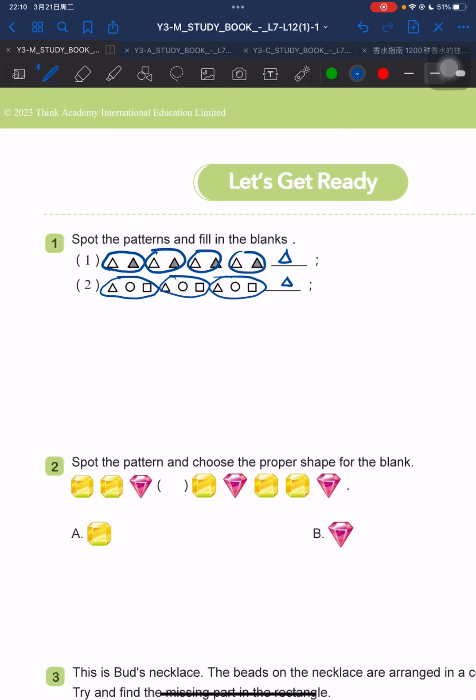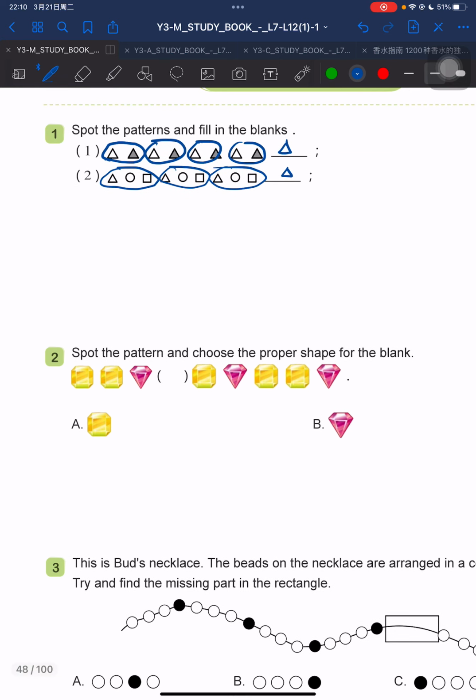That is for question 1. We have spotted some patterns in shapes. Then how about question 2? Well, I will leave everybody some seconds to take a look at it and please choose your answer. You can pause the video for a few seconds and make your choice.